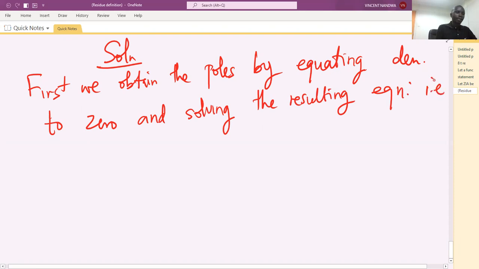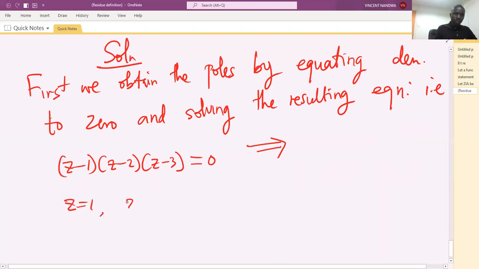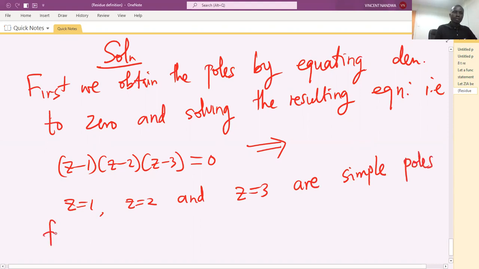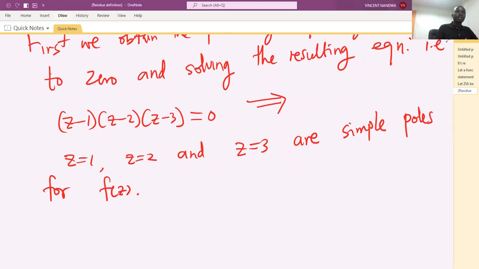So the denominator in this case is z minus 1, z minus 2, z minus 3 equals to 0, which means z equals to 1, z equals to 2, and z equals to 3 are simple poles. Simple because the powers of each of these linear terms is 1, for the given function f of z. Now, immediately you get the poles, you start evaluating the residues at each of the points.